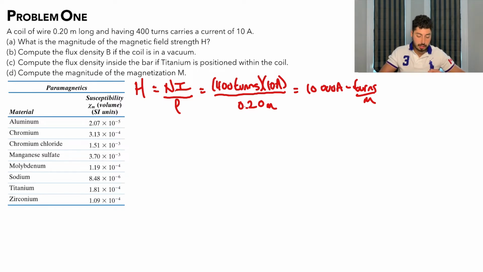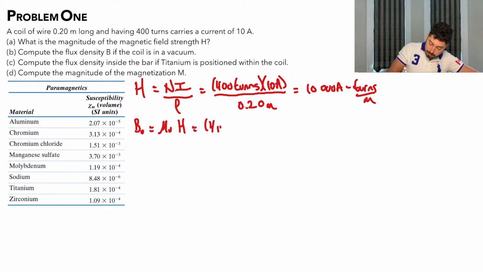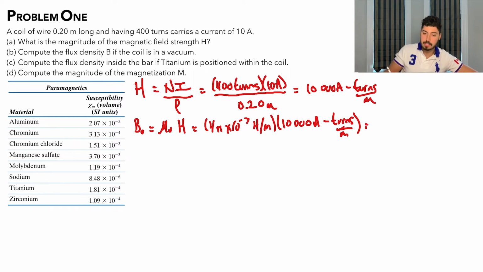Now part B wants us to compute the flux density if the coil is in a vacuum. So our flux density within a vacuum, designated by B naught, is equal to mu naught times H, where mu naught is the permeability within a vacuum and it's just a constant. So we can substitute the constant of 4 pi times 10 to the minus 7, and the units are henries per meter, and multiply that by our 10,000 amp turns per meter, which is our magnetic field strength, and that's going to give us a flux density of 1.257 times 10 to the minus 2, and the unit is Teslas.